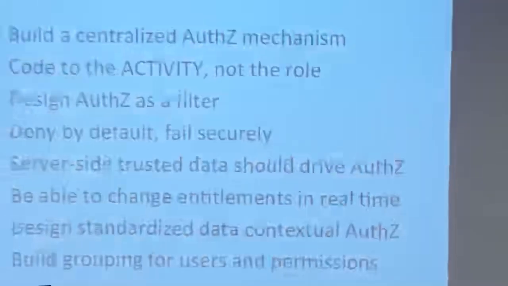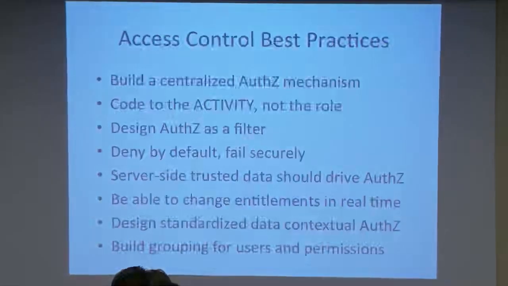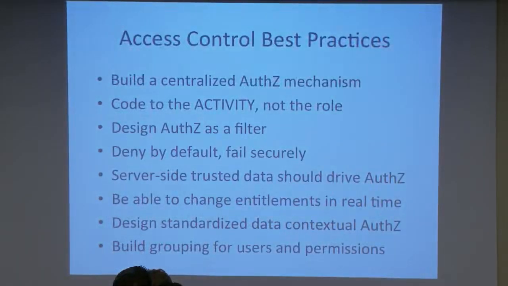And here's the same list in a more positive fashion. We want to build a centralized mechanism that does this, like we saw in Apache Shiro. We want to code to the activity, not the user or the role. We don't care who the user is. We care if they're allowed to access a certain feature or piece of data. I like to also build access control as a filter, where every request must go through this filter, and by default, we should deny. We should deny by default until we've configured that feature with a certain policy.